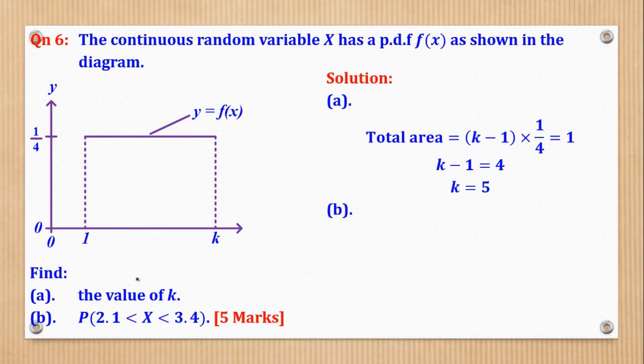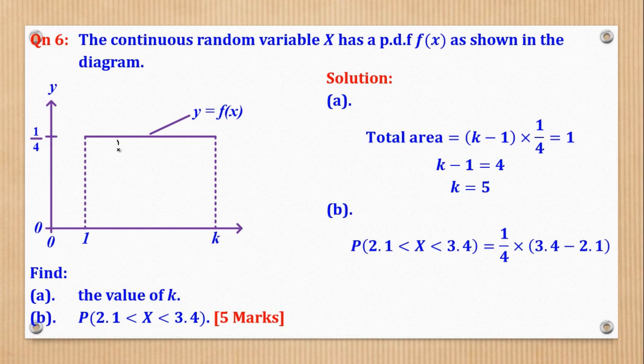Then for part B, they want the probability from 2.1 up to 3.4. Remember, this is the continuous random variable, meaning whether they say greater than or greater than or equal to, they mean the same thing, unlike for discrete.